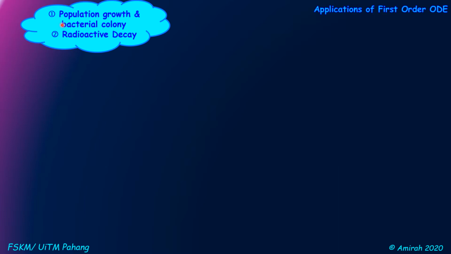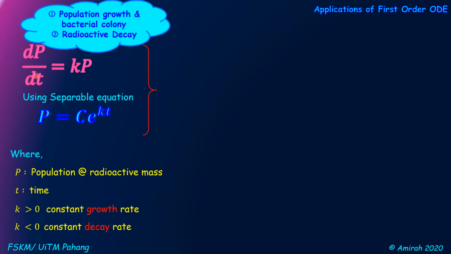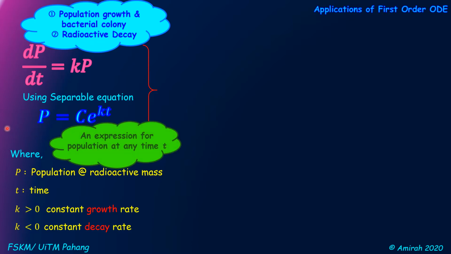Under number 1, population growth and bacterial colony, and number 2, radioactive decay, we use the formula dP over dt equals to Kp, and then we use separable equation, then we can show that P equals to Ce^(kt), where P is an expression for population at any time t.